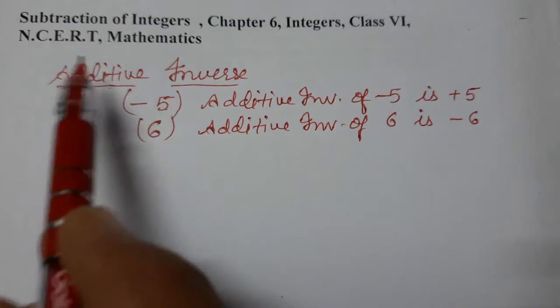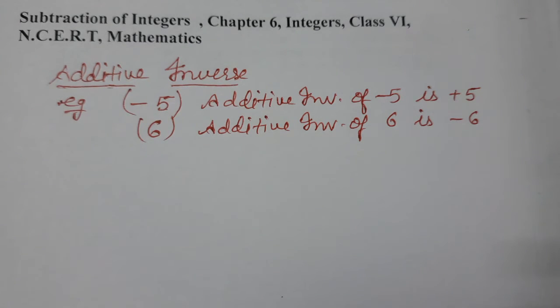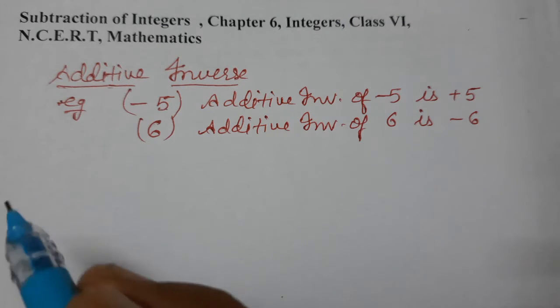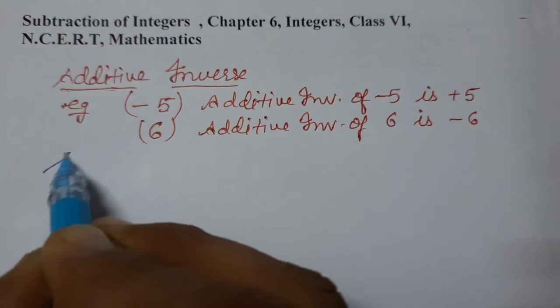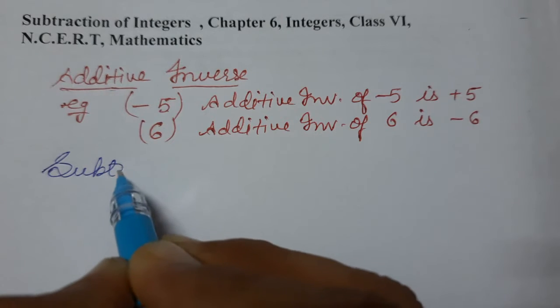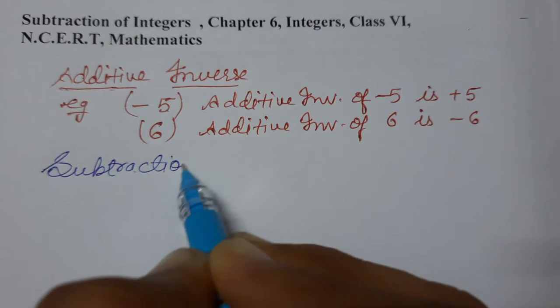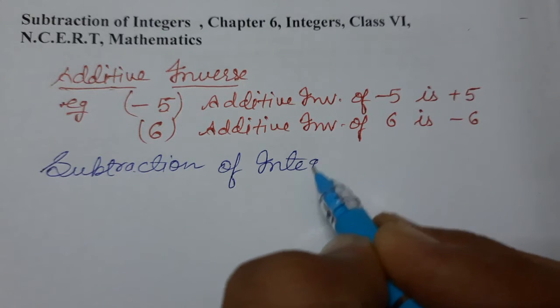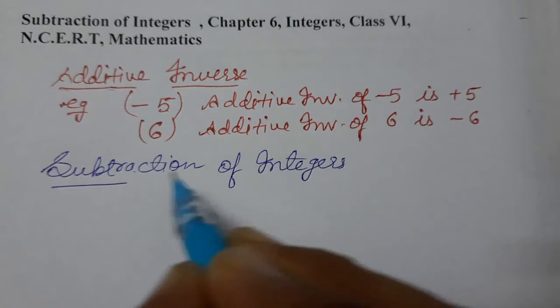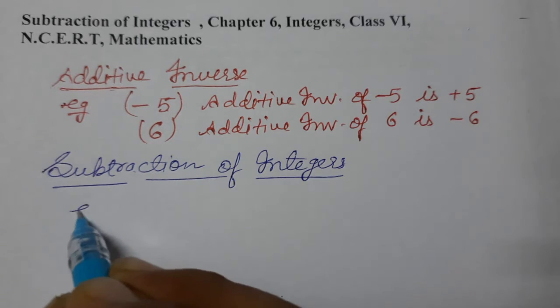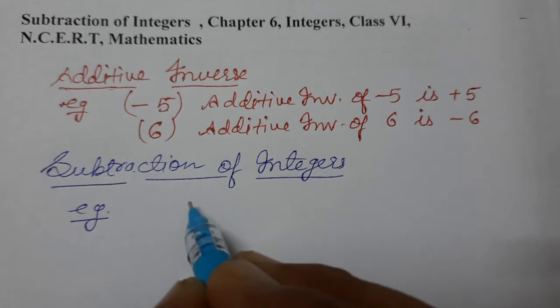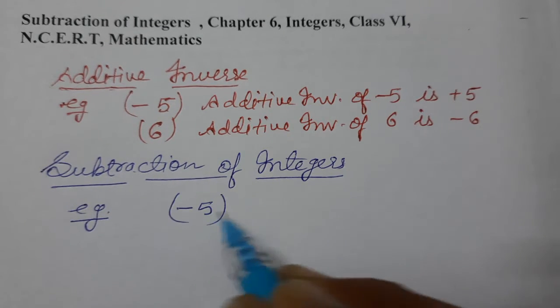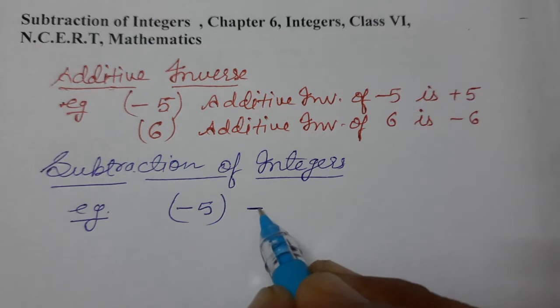Now let us subtract integers. So how to subtract two integers? Let us take an example. Subtraction of integers. Suppose we need to subtract minus 5. A minus sign will be there instead of plus.